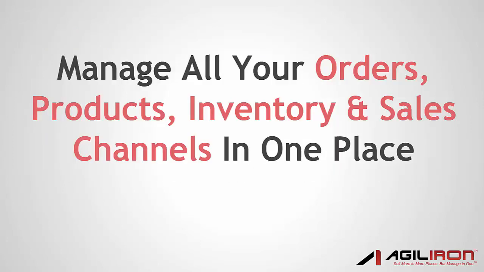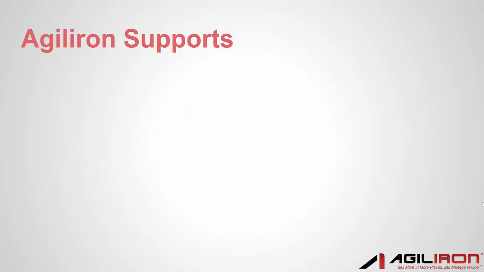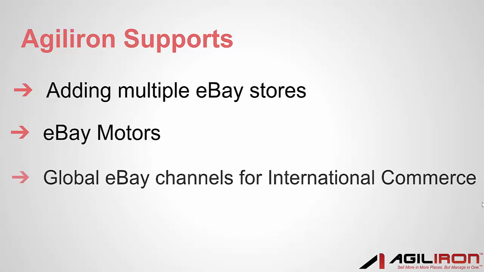The Agiliron suite enables you to manage all your orders, all your products, inventory, and customers across all your sales channels in one place. In this video, we'll demonstrate how easy and powerful it is to do that for eBay. Agiliron also supports adding multiple eBay stores to the site, as well as connecting with eBay Motors. Additionally, Agiliron connects to global eBay channels for international customers.